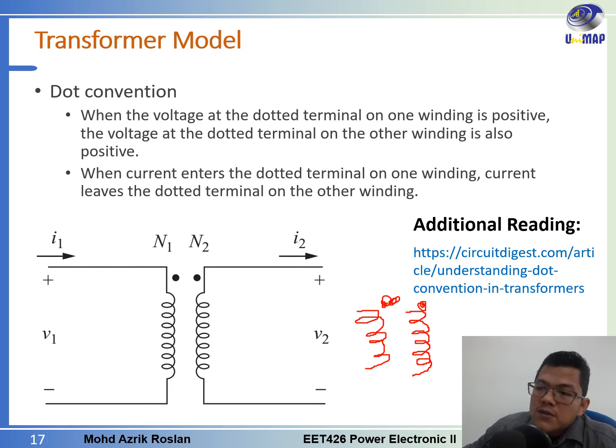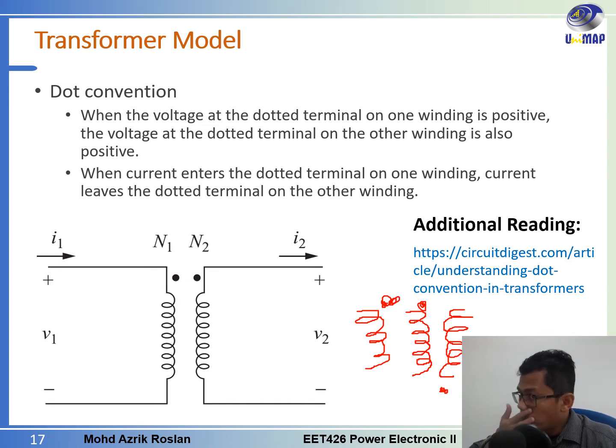So if we want to change the dot, we will wind the secondary side like this, in the other direction, and then the dot here will be sitting at the bottom. So that's how you change the dot notation, by changing the direction of your winding.